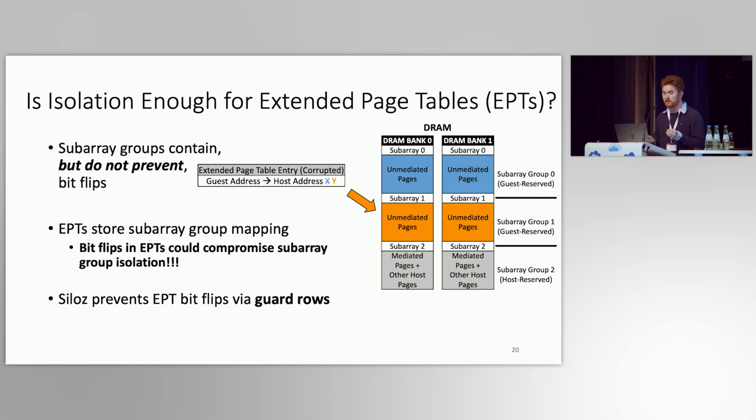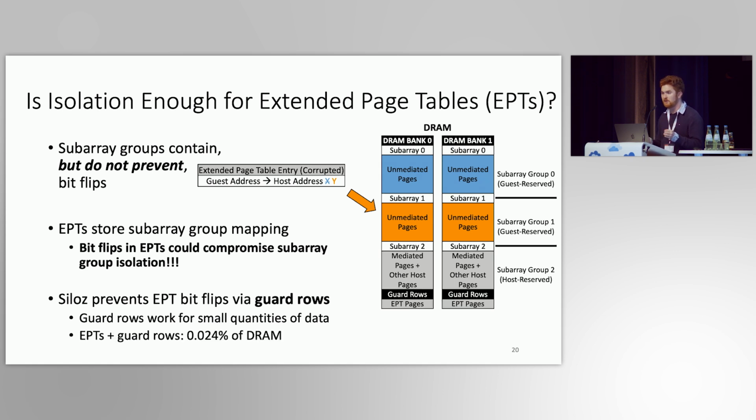But the reason that they work here is that EPTs occupy a very small portion of memory. And because they only occupy a very small portion of memory and their overhead is relative to how much memory you're actually occupying, the EPTs and guard rows altogether only require reserving 0.024% of DRAM. In other words, we can use 99.75% of DRAM pervasively just how we want it for general purpose usage.